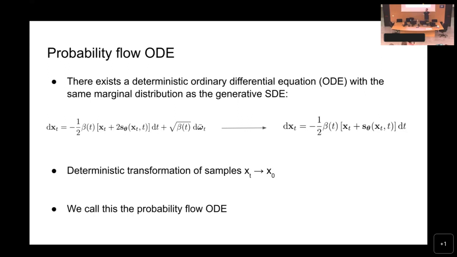It's a unique deterministic transformation, and it has the particular property that it has the same marginal distributions, and eventually the same sampling distribution, as this SDE, but it doesn't involve any noise. This is called the probability flow ODE, and it's derived in the same paper I showed you earlier.